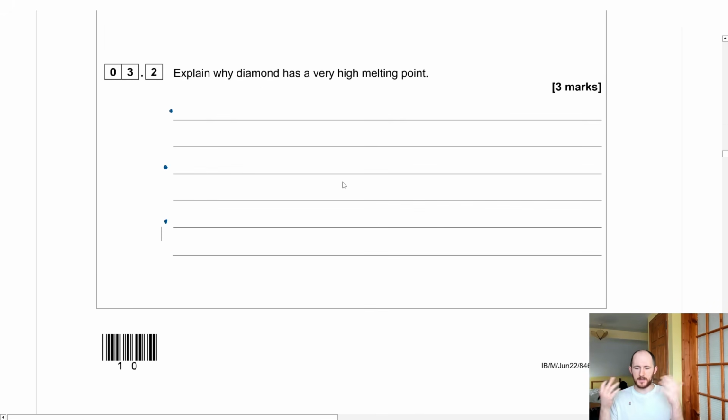So what happens when something melts? Well, you need to break the strong bonds between atoms so that they can flow over each other. That's what a liquid is. So here are the points you need to write. Covalent bonds, or you can just write bonds, by the way. So bonds are strong.